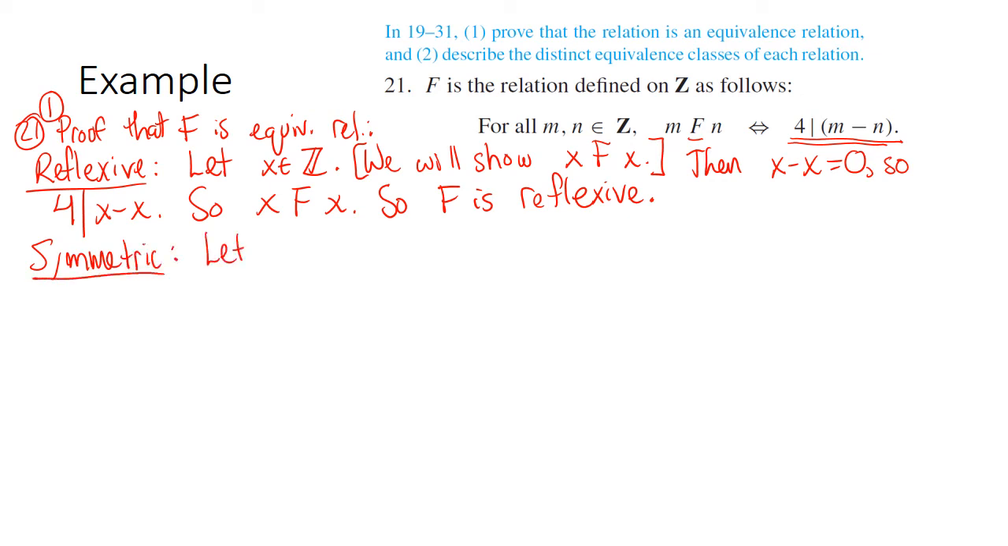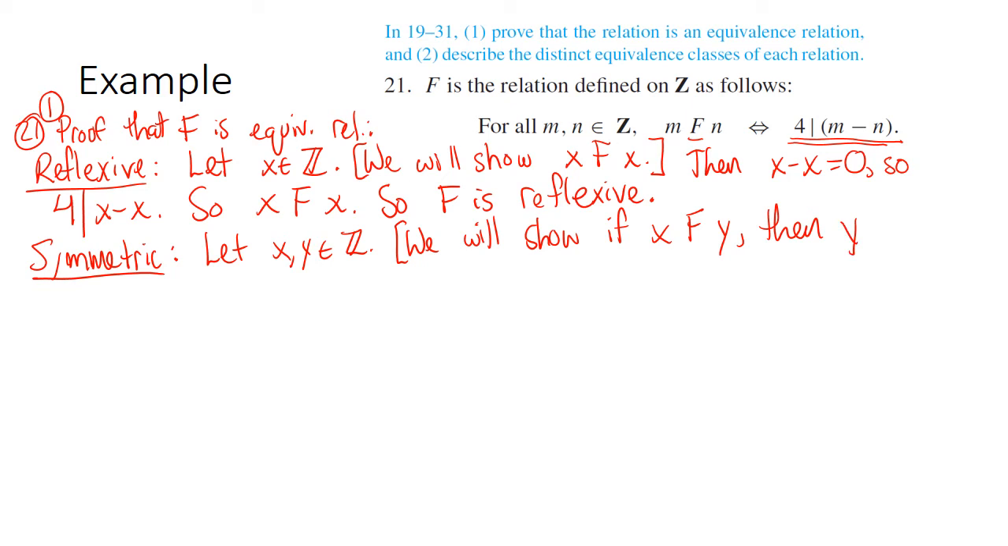Okay, so here I need 2 elements. I'll just call them x and y. Okay, so then our goal, just the definition of being symmetric, is we will show that if x is related by f to y, then it goes the other way around. Then y is related to x by f in the other order, like that. Okay, so we're trying to prove an if-then statement. So assume that x is related by f to y.